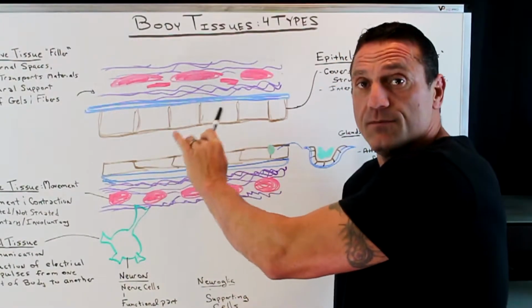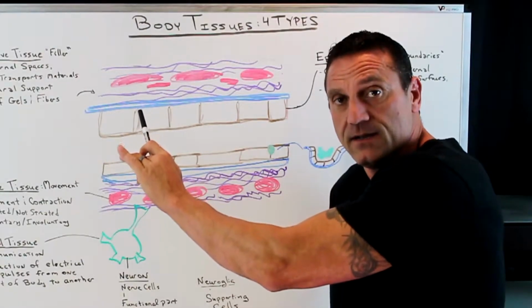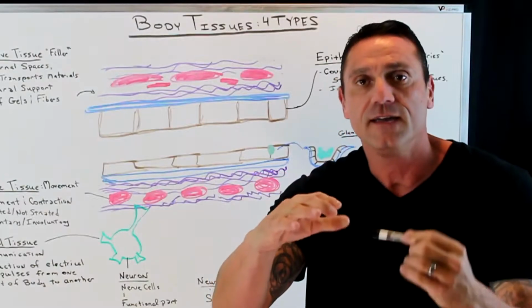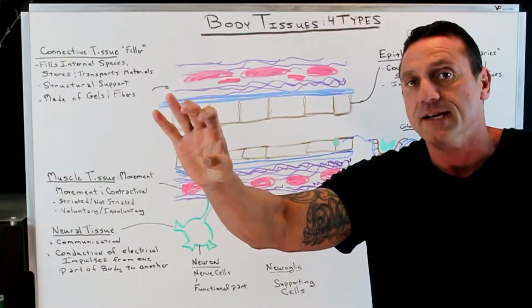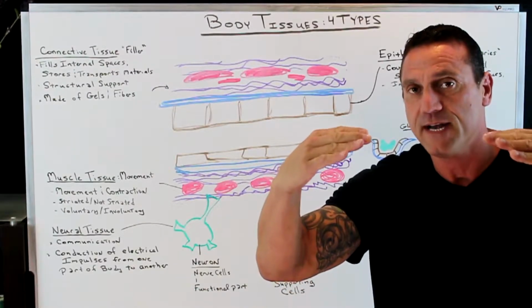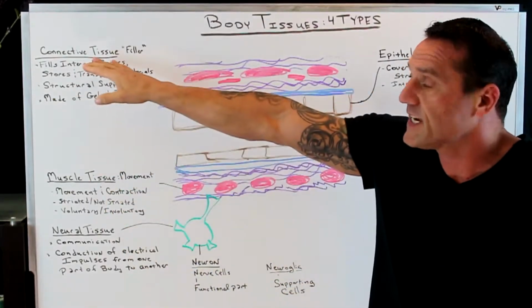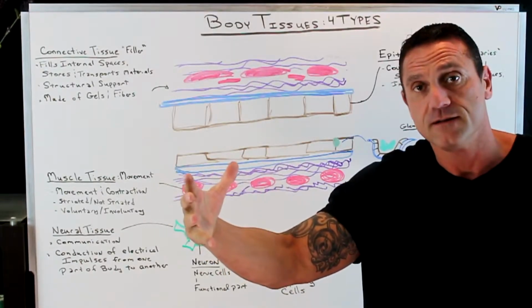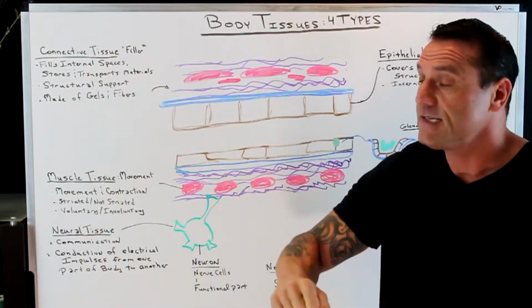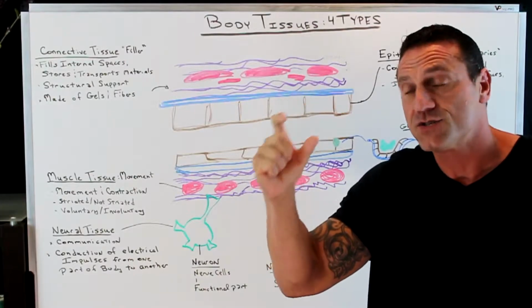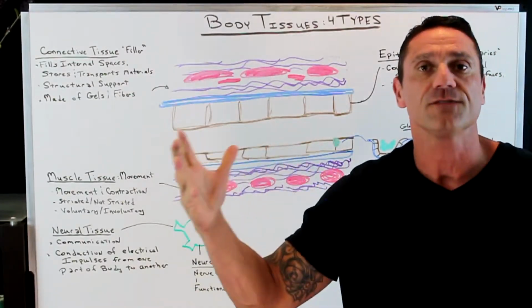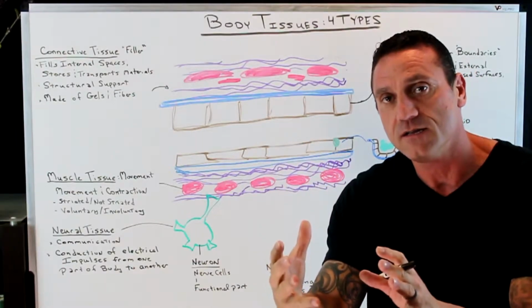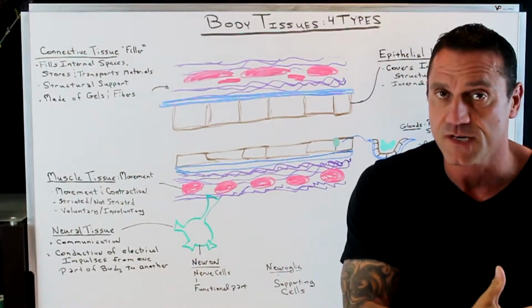So then once you break through the basement membrane, because the biggest difference between the connective tissue and the epithelial layer is this basement membrane. So let's bypass the basement membrane, get to another layer, which is the connective tissue. The connective tissue strictly acts as a filler. It fills the internal spaces, it stores and transports materials, it's for structural support, and it's usually made of gel-like structures and fibrous structures.